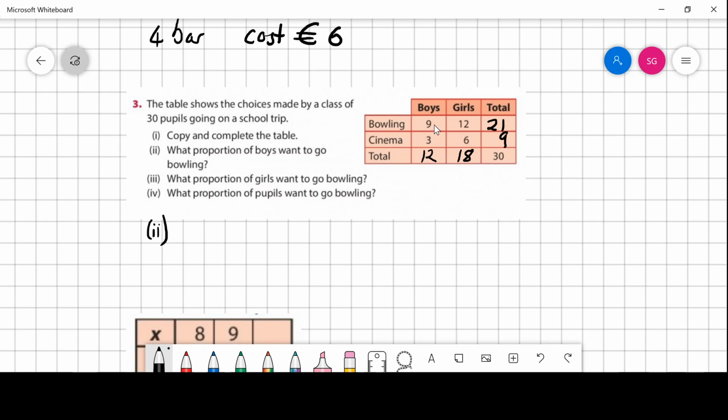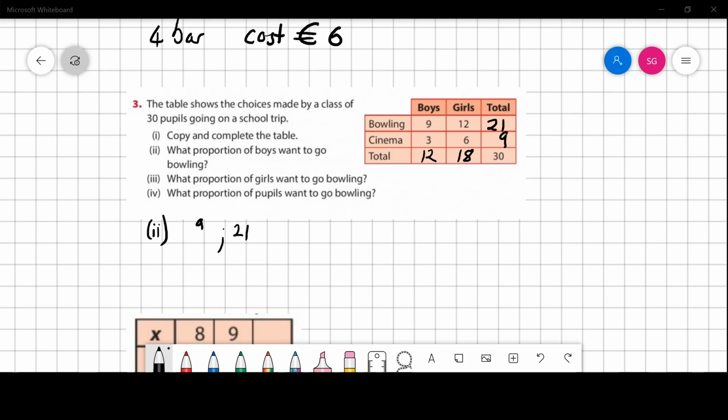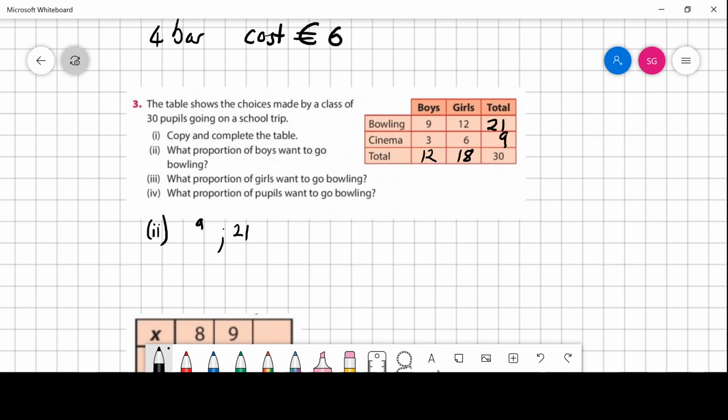We can go, okay, 9 boys wanted to go bowling out of 21. Sorry, I've made a mistake there myself. I'll quickly edit that. Okay. So, in this situation, 9 out of the 12 boys wanted to go bowling, right? So 9 out of 12. So that'll end up being 3/4, okay?